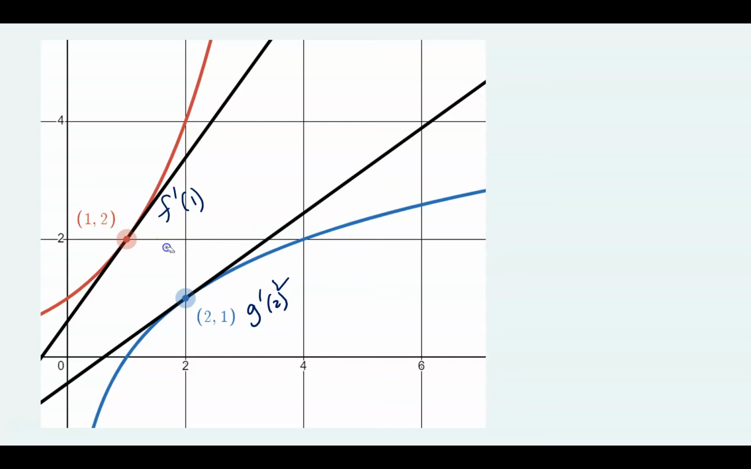I probably didn't say that as well as I could. Confusing meaning f prime of 1 is the reciprocal slope of g prime of 2, not g prime of 1, right? It's not at the same x value, it's the corresponding x value, which happens to be the y value in f.